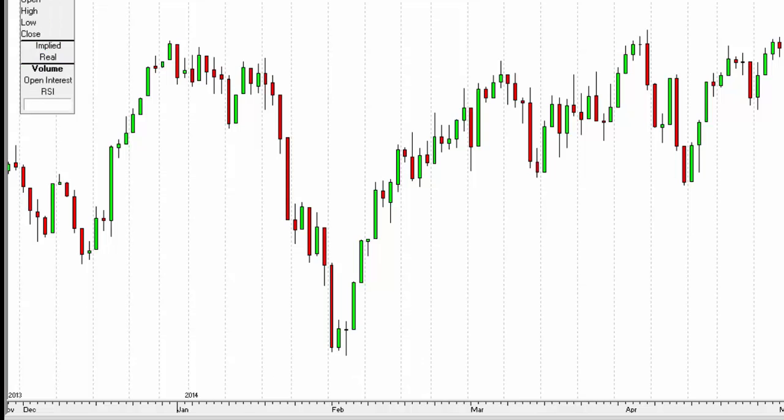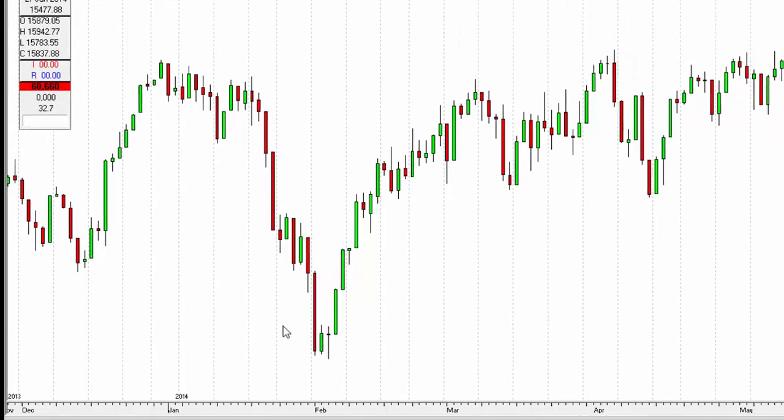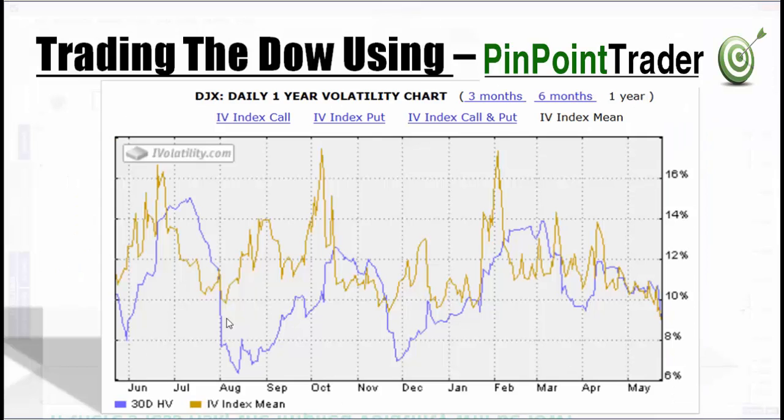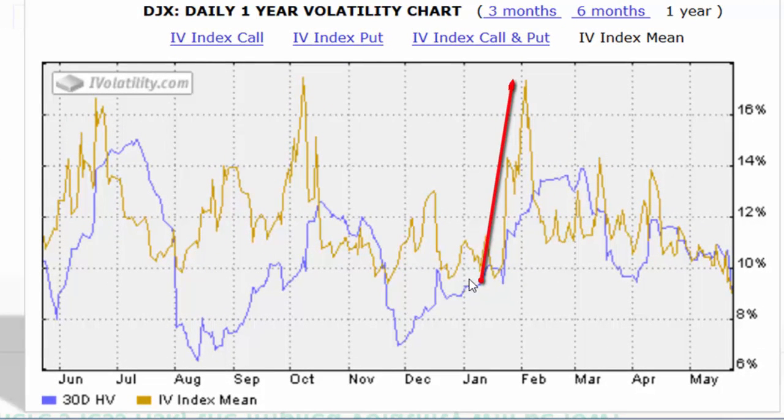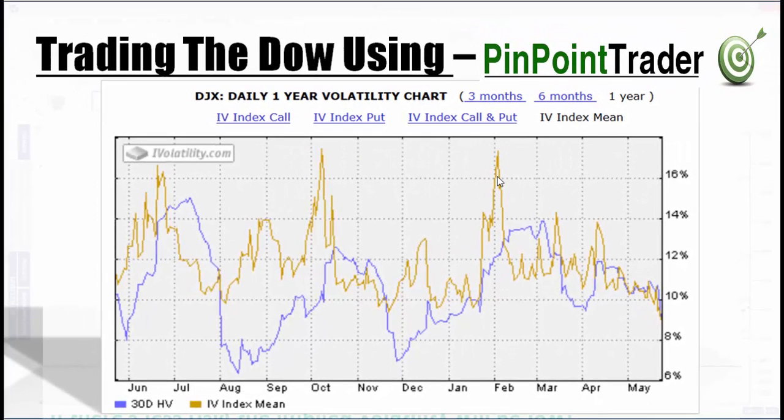And when the risk to the downside started to move lower, we see that the options became more expensive. In fact, 100% more expensive. So from the 9% area in January, we can see the options doubling in value, or the implied volatility doubling in value. We'll come to this in just a moment because this is very important.